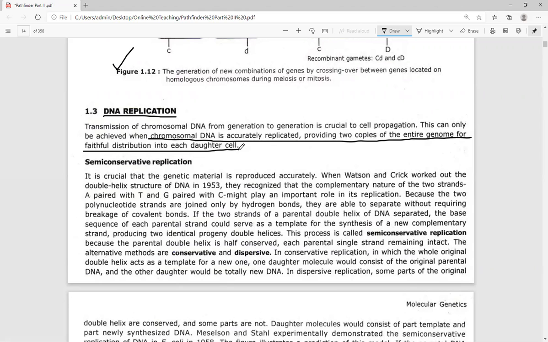So for explaining the DNA replication process, several different models were proposed. The models proposed to explain the process of DNA replication were the dispersive, the conservative, and lastly, the semi-conservative model of DNA replication.